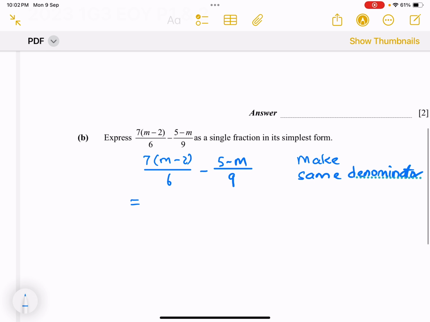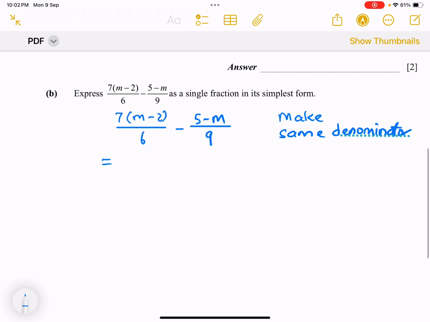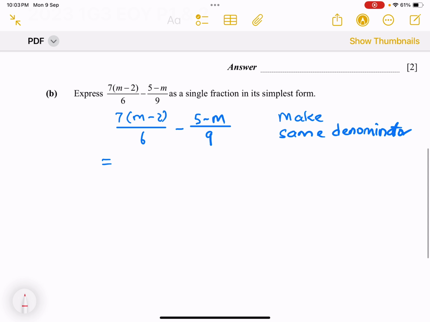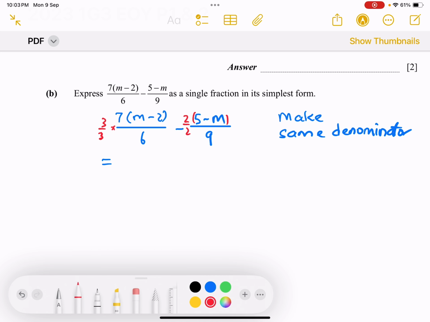Right, now here we have to make it into a single fraction. To subtract two fractions, we need the same denominator. The denominators are 6 and 9, so we look for the LCM, and the LCM of 6 and 9 is 18. To create an 18, on this side we multiply by 3 over 3, so that the denominator is 18, since 3 times 6 is 18. On this side we multiply by 2 over 2, so that 2 times 9 is 18.